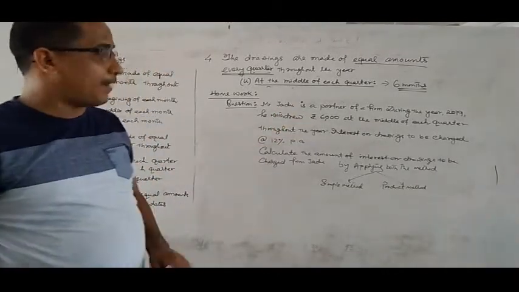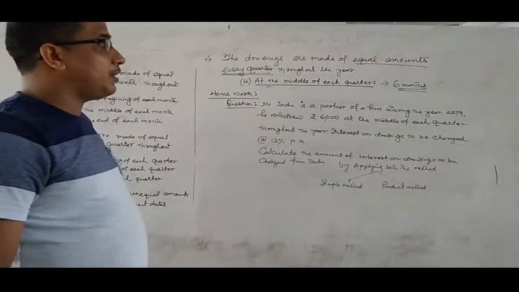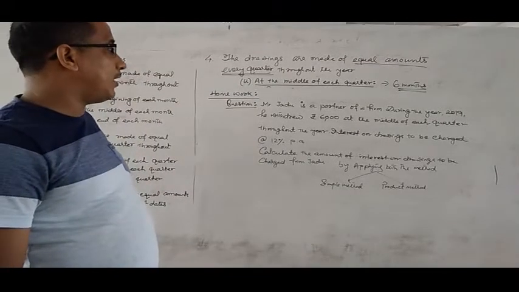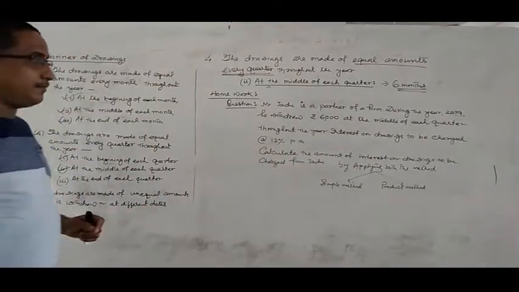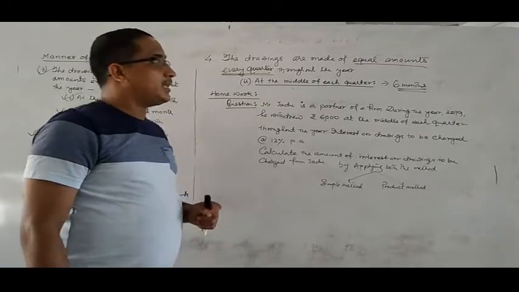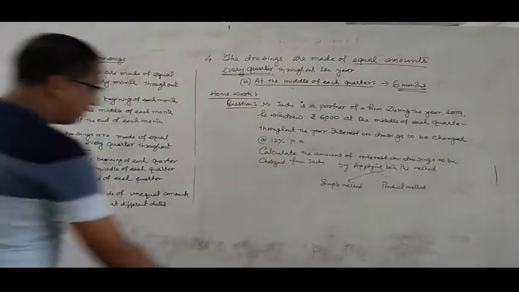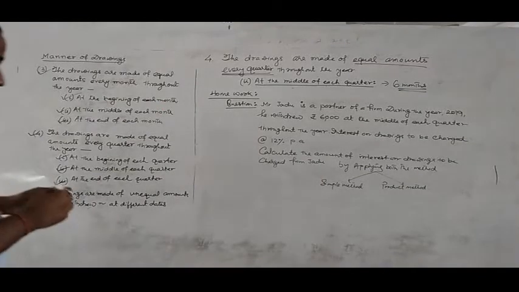Mr. Jodo is a partner of a firm. During the year 19, he withdrew 6,000 at the middle of each quarter throughout the year. Interest on drawings to be charged at the rate of 12% per annum. Okay, this is all about drawings at the middle of each quarter. Now let's go to the next topic, that is, at the end of each quarter.